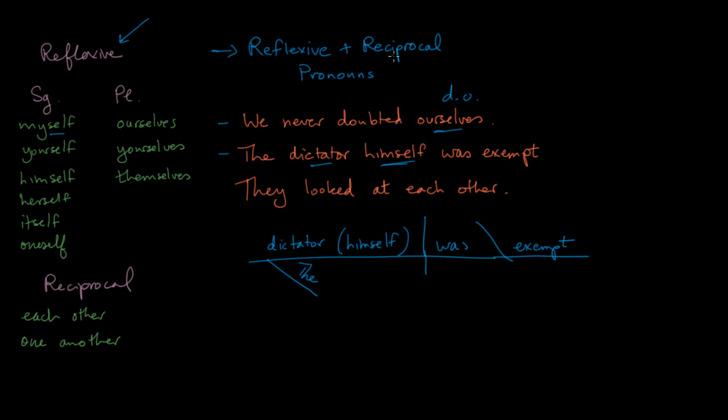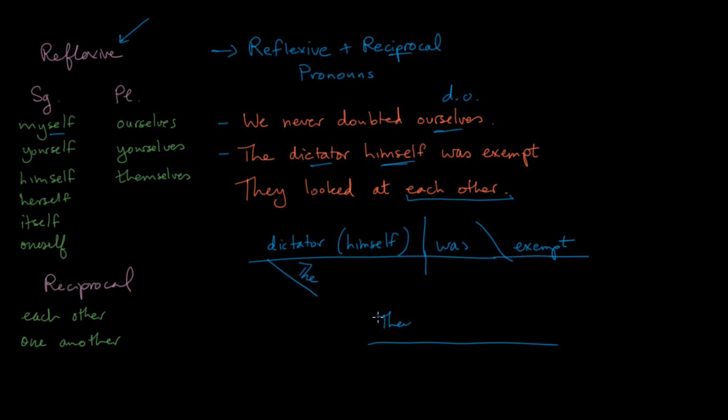Secondly, we have the reciprocal kind of pronoun. And this type of pronoun, there's really only two versions of it, each other and one another. And the only thing to know here is that when you diagram this, you can put these words together on the same line. So let's quickly diagram this.